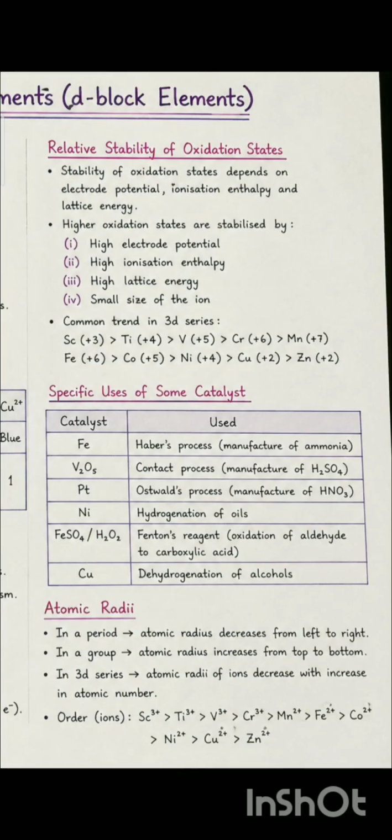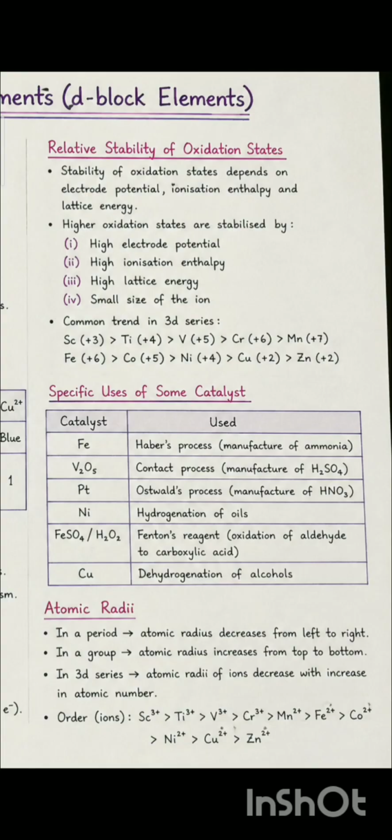Next is the relative stability of oxidation states. Stability of oxidation states depends on electrode potential, ionization enthalpy, and lattice energy. Higher oxidation states are stabilized by high electrode potential, high ionization enthalpy, high lattice energy, and small size of the ions. The common trend in the 3D series is Sc greater than Ti greater than vanadium greater than chromium greater than manganese, and iron greater than cobalt greater than nickel greater than copper greater than zinc. These are in series only.